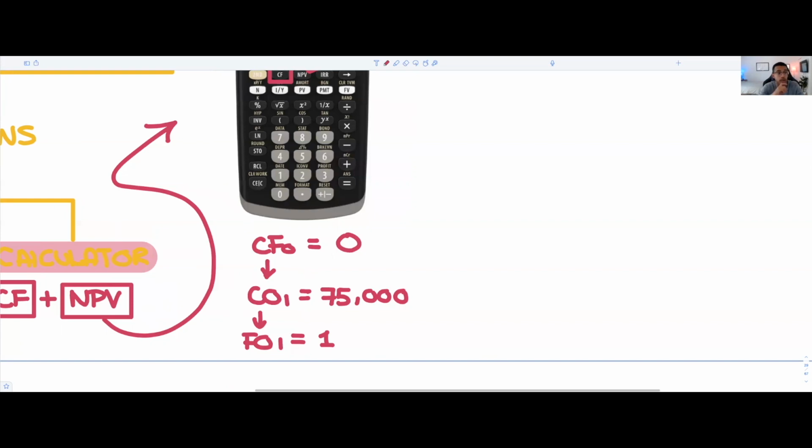So F01 is going to be 1 because it displays the frequency: how many times is this individual payment actually occurring? Now, once you've done that, you can go arrow down again and you're going to get CO2. CO2 will be the second payment. The second payment here is essentially 112,500. So I'm going to write that down as well.